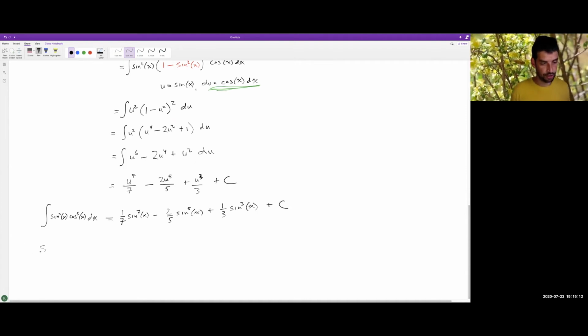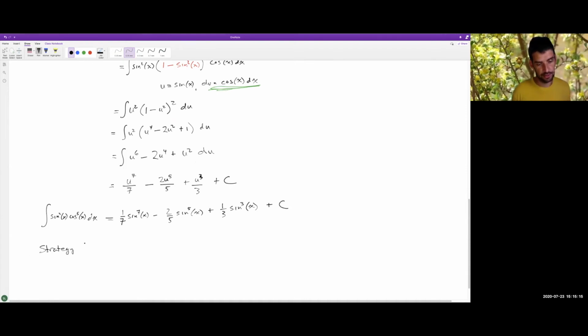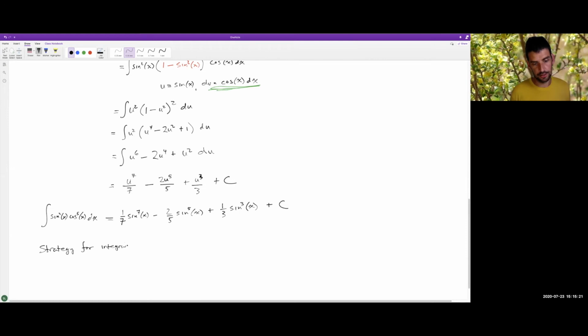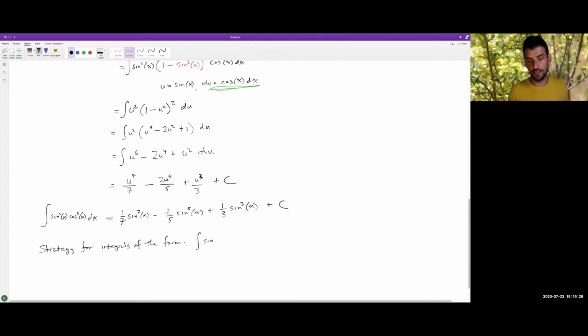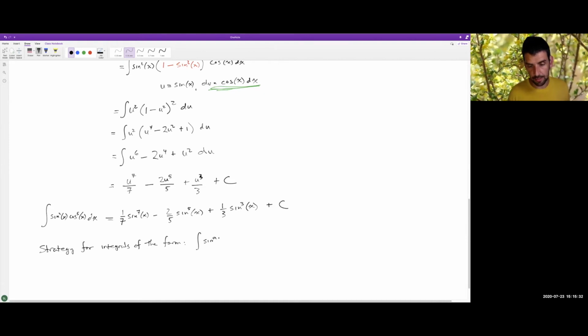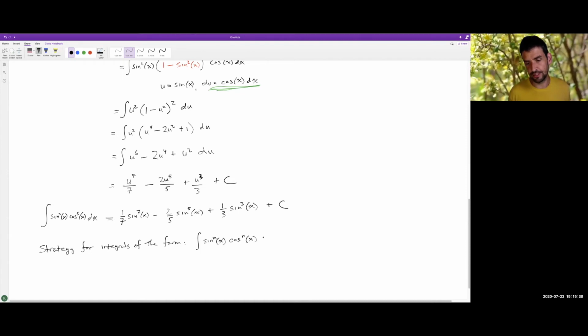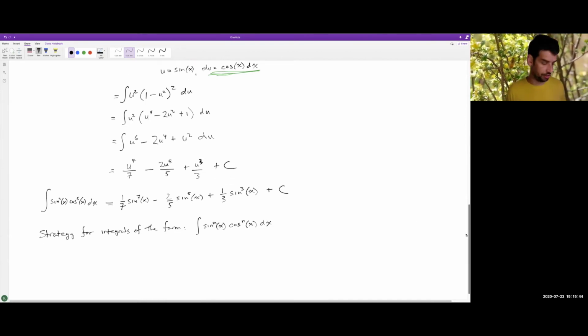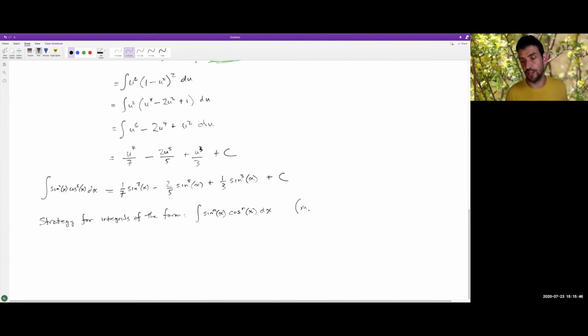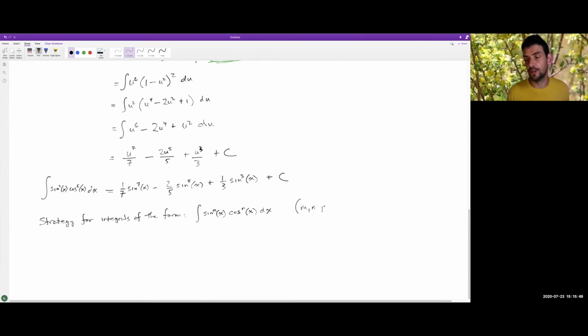I'm going to call this the strategy for integrals of the form: we're looking at antiderivatives where we have sine to the mth power of x, cosine to the nth power of x dx. In other words, we have sine and cosine to various powers. What do we do in these situations? Here we're saying m and n are positive integers.